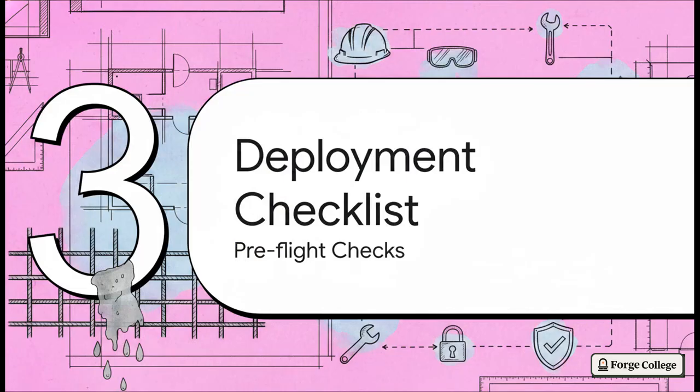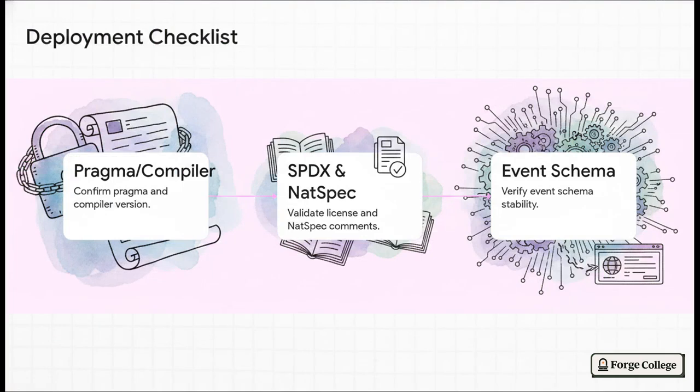All right, part 3, your deployment checklist. Let's run through the first 3 steps of our lightweight 6-item checklist. Step 1, explicitly confirm your pragma and compiler version. Pin it down, do not leave it floating, otherwise you are risking accidental breaking upgrades. Step 2, validate your SPDX license and make sure your NatSpec comments, those helpful developer notes, are properly formatting your API.